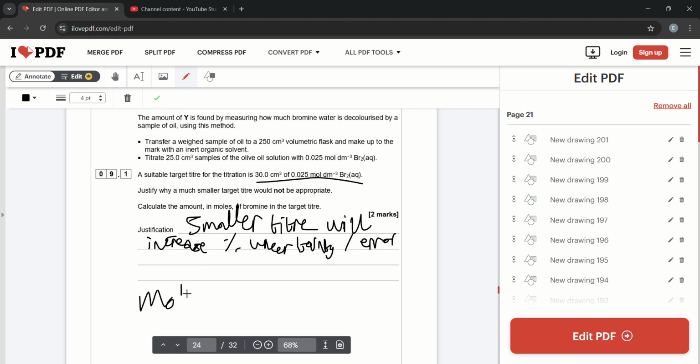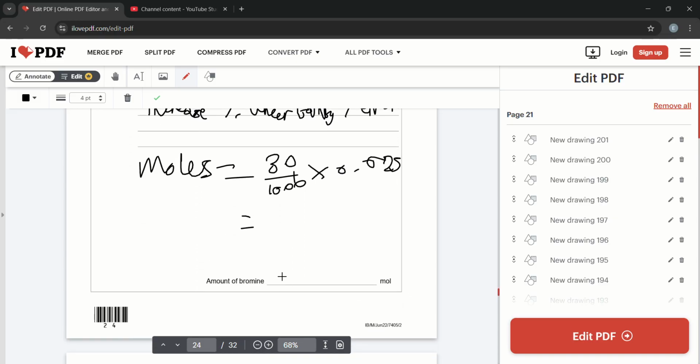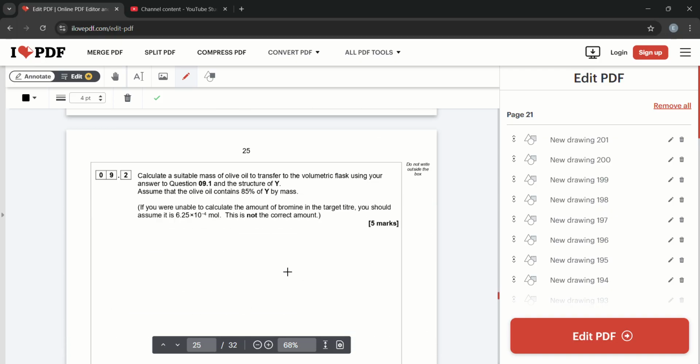We know moles is concentration times volume, so it's going to be 30 divided by 1000, given here, times by 0.025. We divide 30 by 1000 to convert it to dm cubed, and we get 7.5 times 10 to the power minus 4 moles.